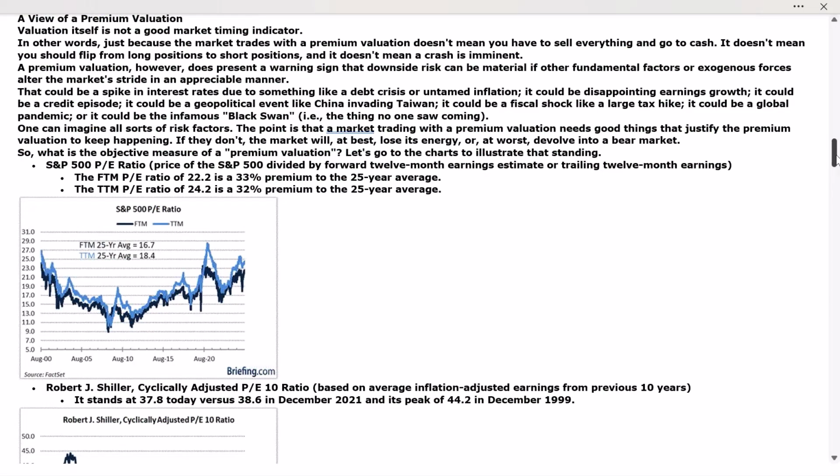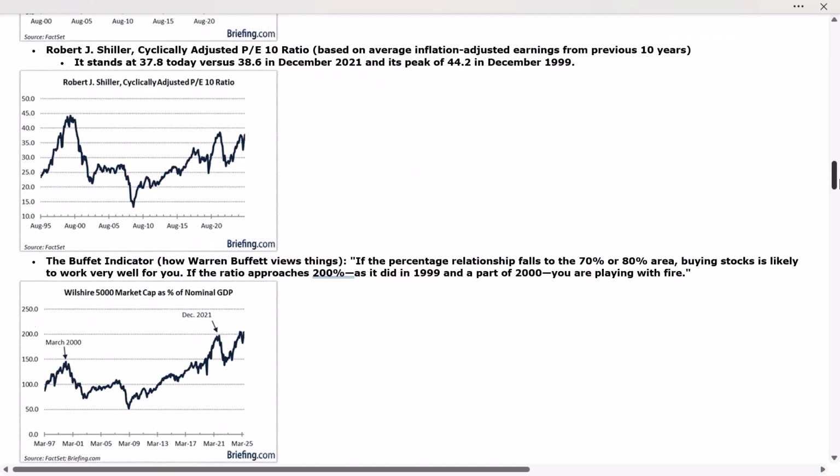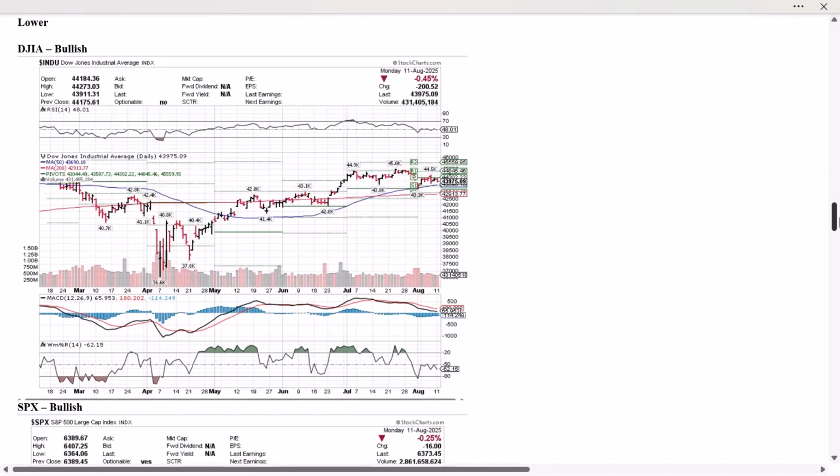But this time, it's not a reason to sell. It doesn't mean a crash is imminent. Guys, you have to be doing your own research.